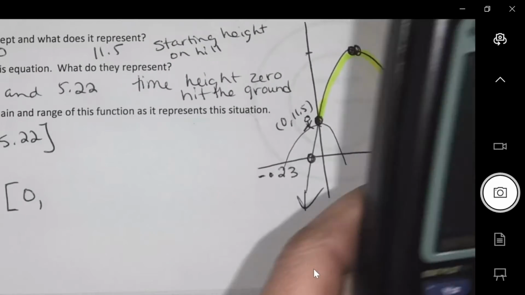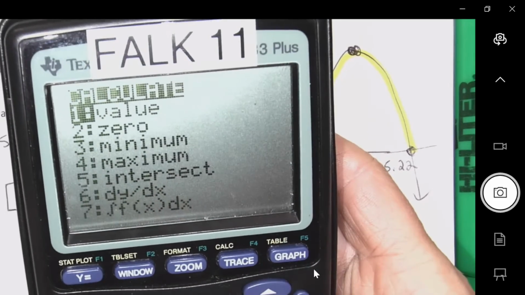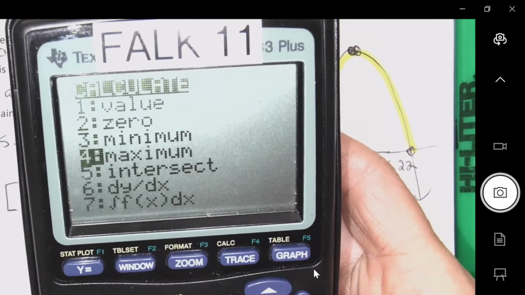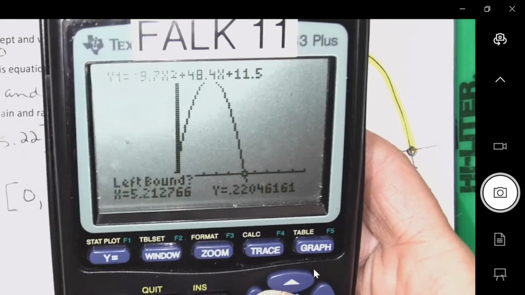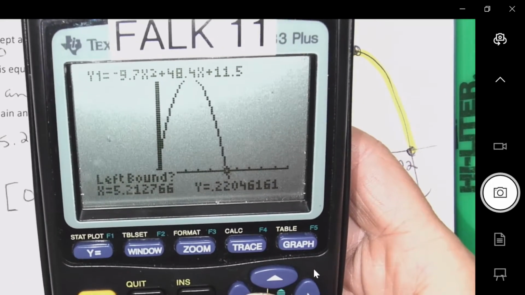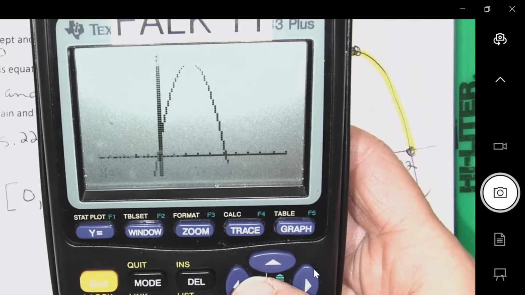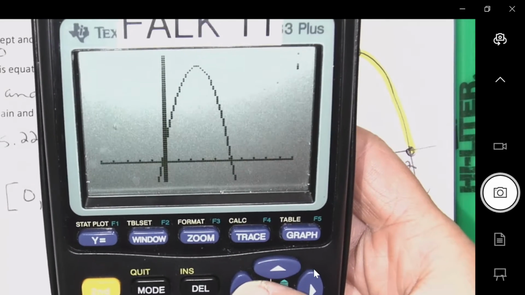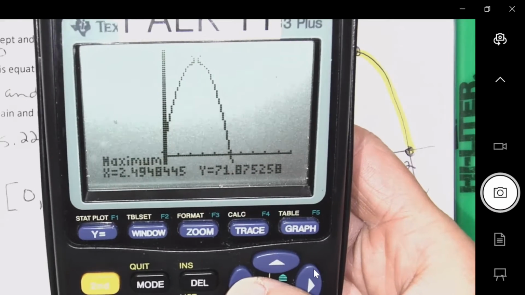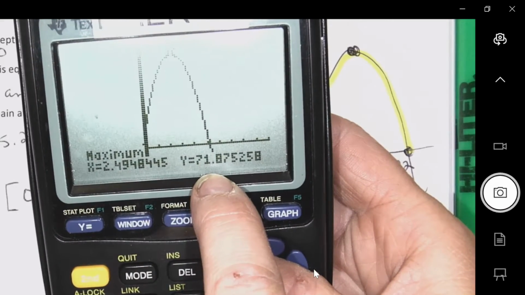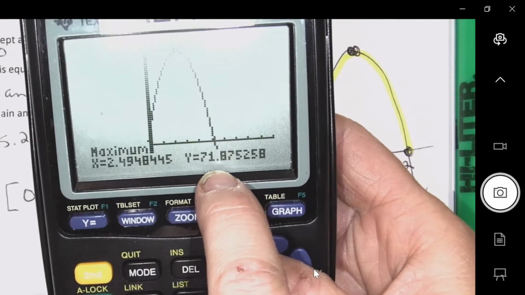So that means I'm going to calculate a maximum. And I'm going to guess, it's between 1 and 4. That's my guess. So the highest height is right here, 71.88.